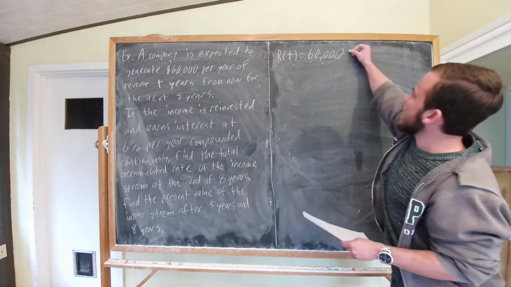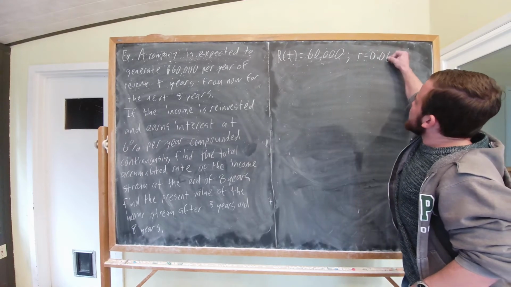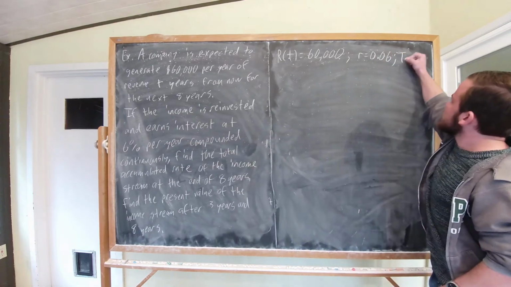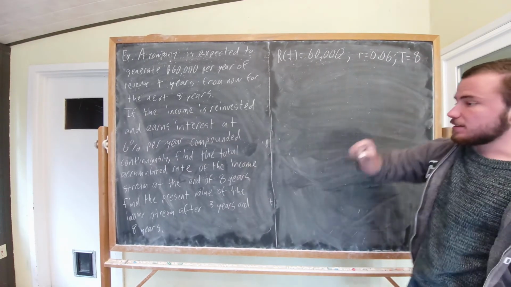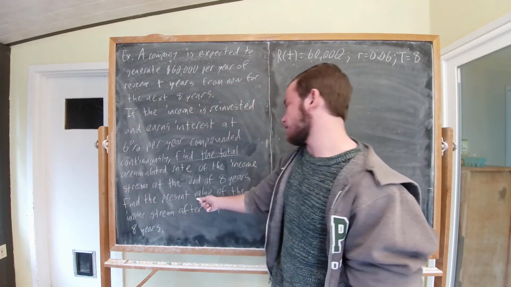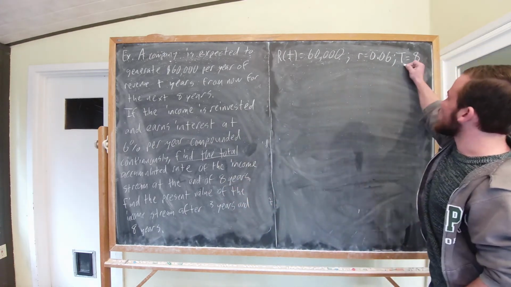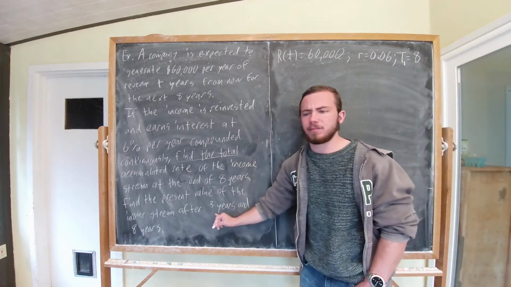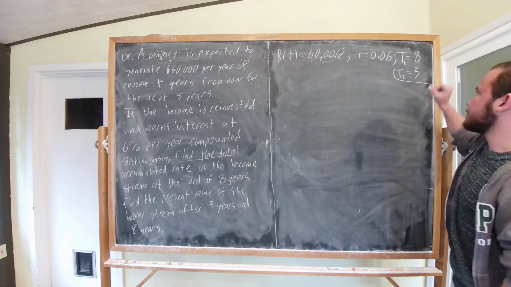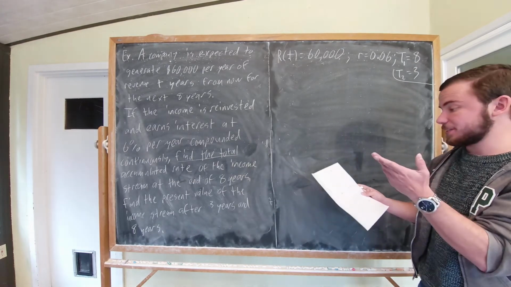Alright, so we know that capital R of T is 60,000. Our little r is 0.06, right? We have this 6%. And our capital T is 8. Now, this is for finding the total at the end of 8 years. So we're working with that right now. Let's say T1 is 8, and then for this one we'll say T2 is 3. Alright, so that's our setup, that's all the pieces of information we need.